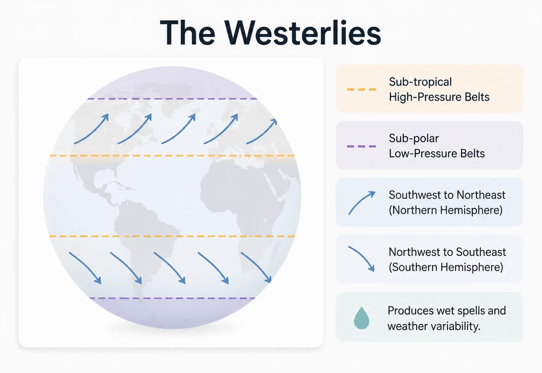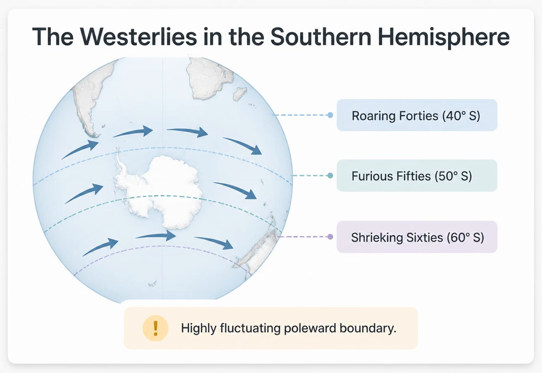Next, we have the westerlies. These winds blow from the subtropical high-pressure belts towards the subpolar low-pressure belts. In the northern hemisphere, they blow from the southwest to the northeast. In the southern hemisphere, they blow from the northwest to the southeast. Unlike the steady trade winds, the westerlies are known for producing wet spells and highly variable weather conditions. The westerlies are best developed in the southern hemisphere, specifically between 40 and 65 degrees south latitudes.